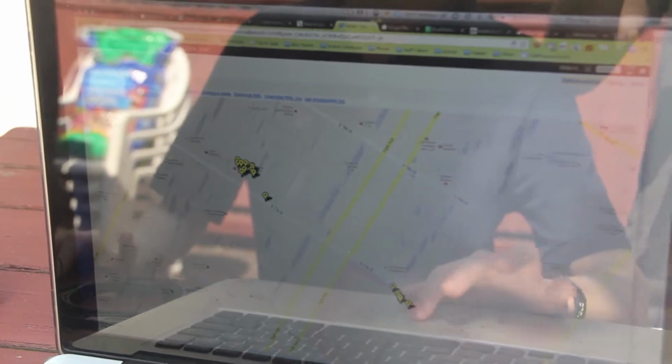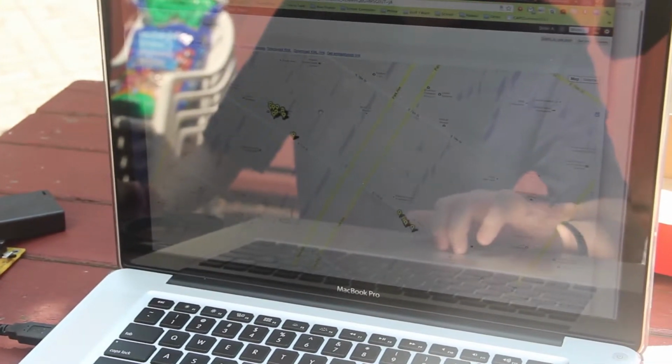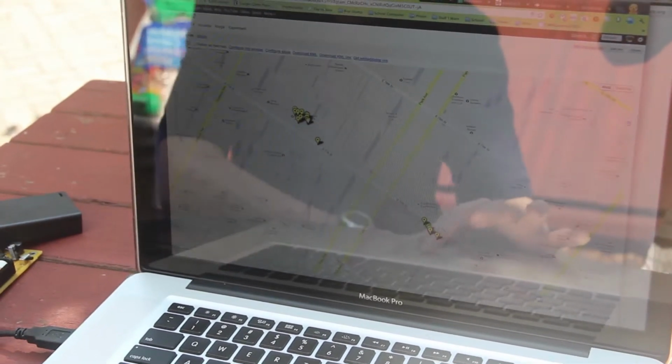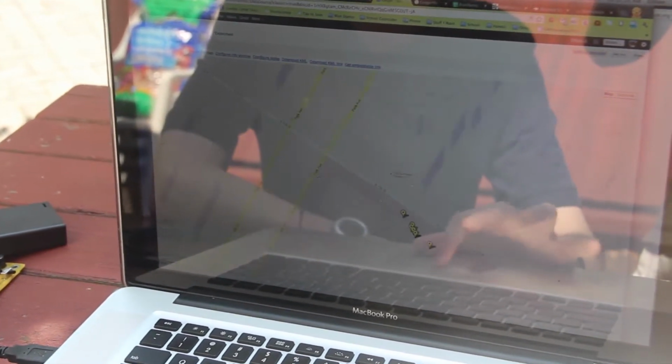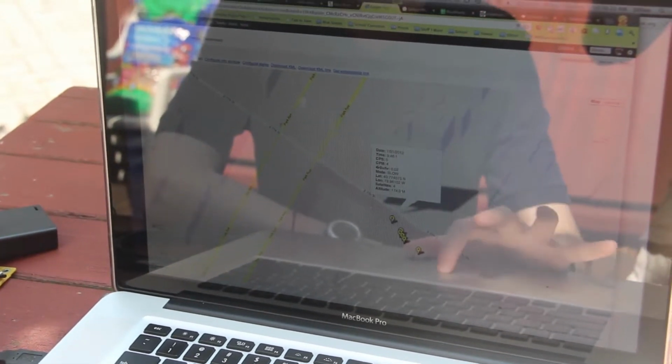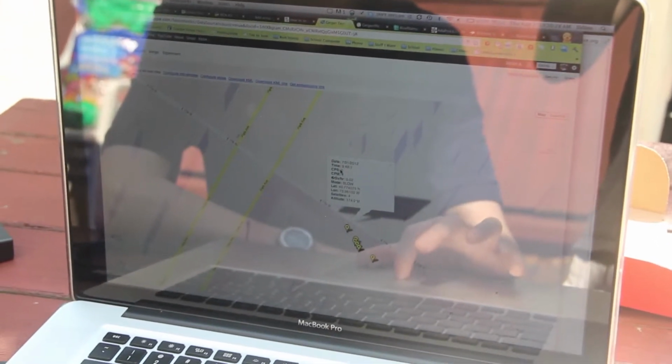I collected some other data earlier, and this is what I got. I imported it into Google Fusion Tables and was able to get this nice looking map here that shows, if you click on it, the time, date, and other data of when it was collected, which includes Geiger counter data, as well as the latitude and longitude.